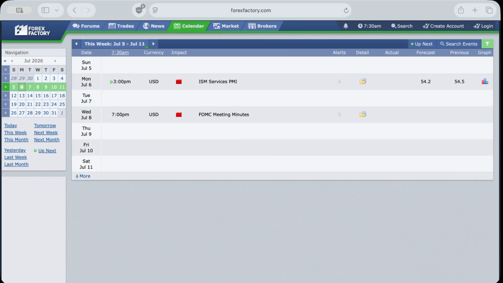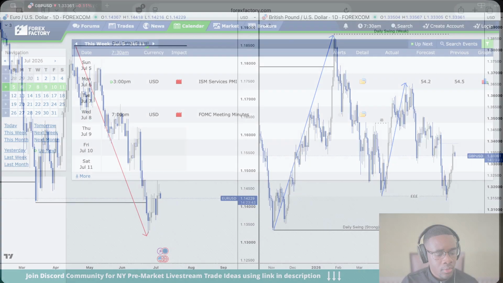So let's jump right into Forex Factory, and today is a Monday. As we can see, today we have ISM services PMI high impact news at 3 o'clock, and this week is a low news week, so we don't have lots of high impact news events. The only other news event we have would be on Wednesday, which would be the FOMC meeting minutes. So we should expect steady price action this week. Let's jump right into the charts.